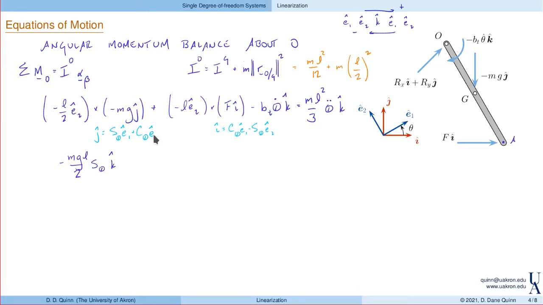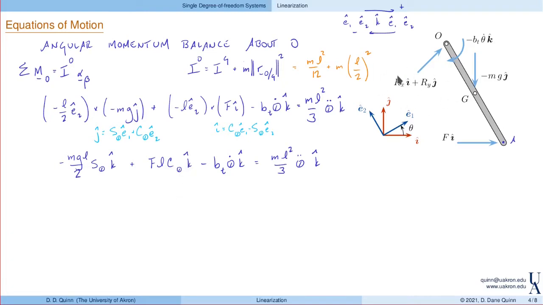E2 cross E2 is equal to 0, right? So we don't have to worry about that. Again, E2 cross E1 is minus K. So this becomes plus F times L cosine of theta from here, minus BT, the torsional damping coefficient, theta dot in the K direction, is ml squared over 3 theta double dot in the K direction. And again, notice that we have eliminated this reaction force in both the components.